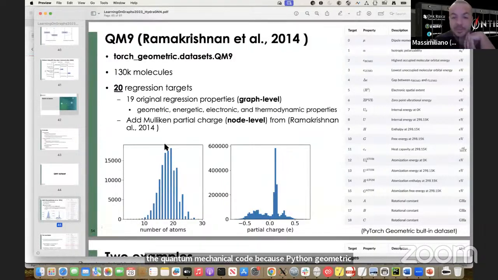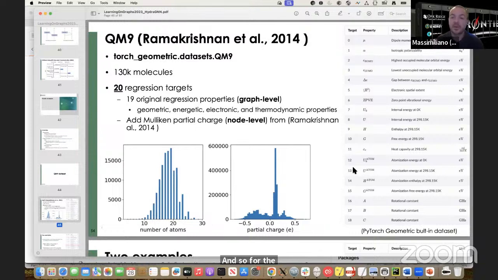The original version of QM9 was published in 2014, and it included both graph-level as well as node-level properties. Here to the right, we describe all the 19 graph-level properties that are available through the version of QM9 that can be downloaded automatically through PyTorch Geometric. For reasons that we don't know, the version of QM9 available through PyTorch Geometric does not include the partial charge, which, out of the original 20 outputs, is the only one defined at the node level. For the QM9 dataset, we created two examples. The first one is for single-task training, so that you can get a little acquainted with how to set up the JSON file and how to train HydrogenNN.